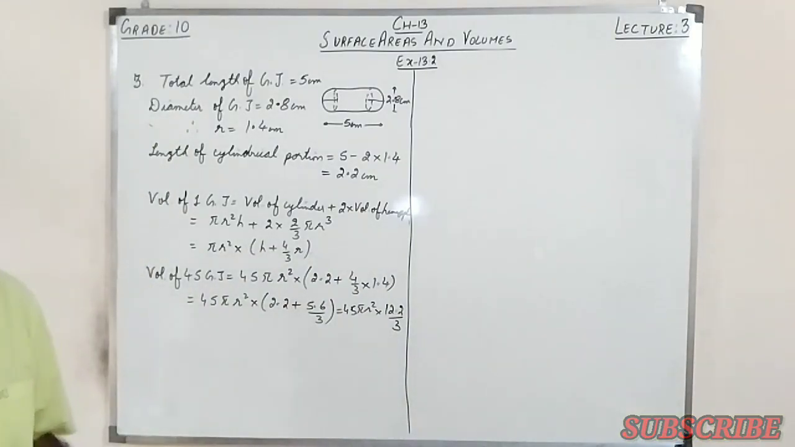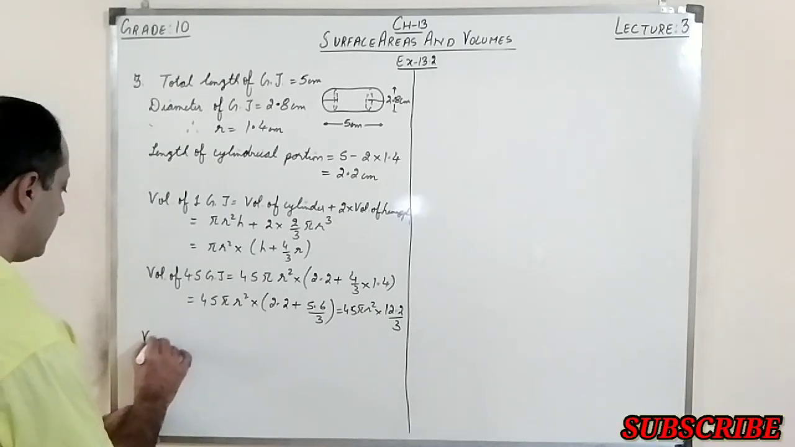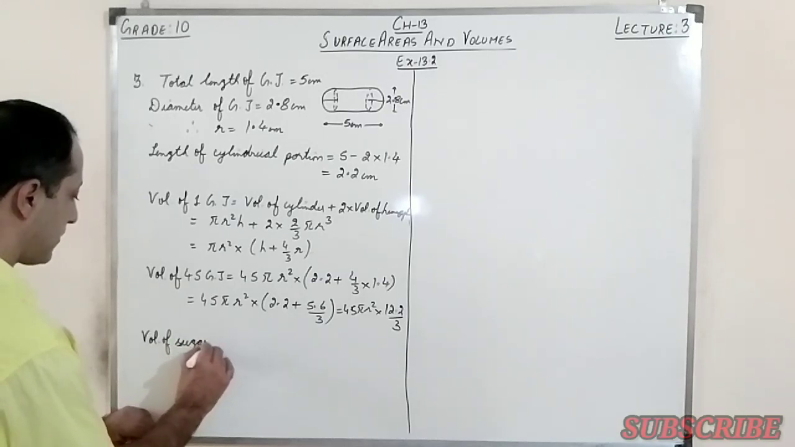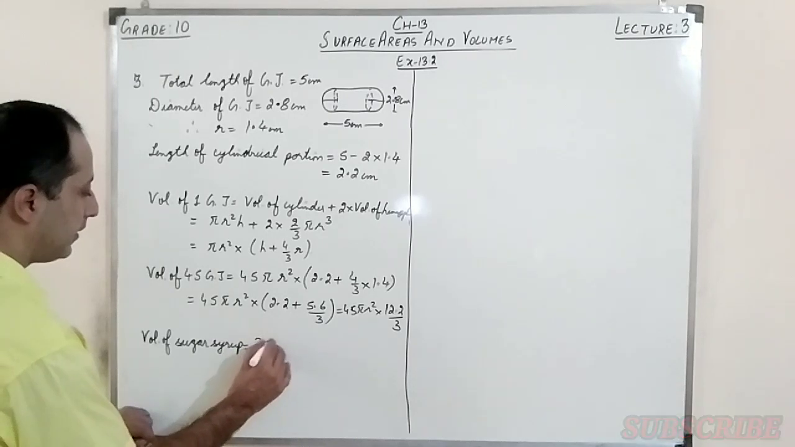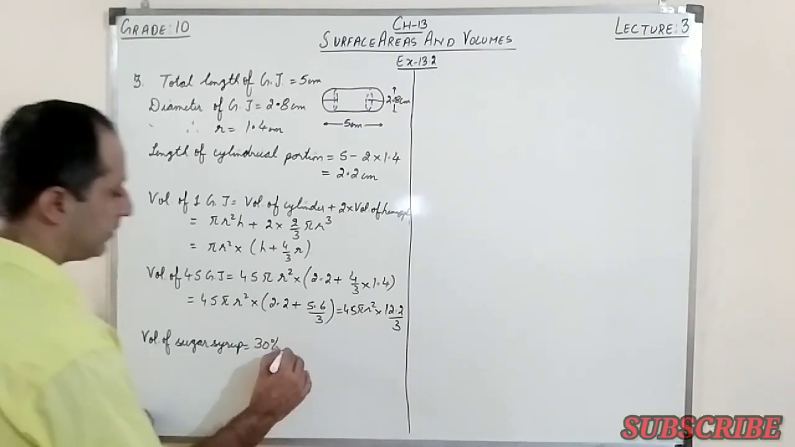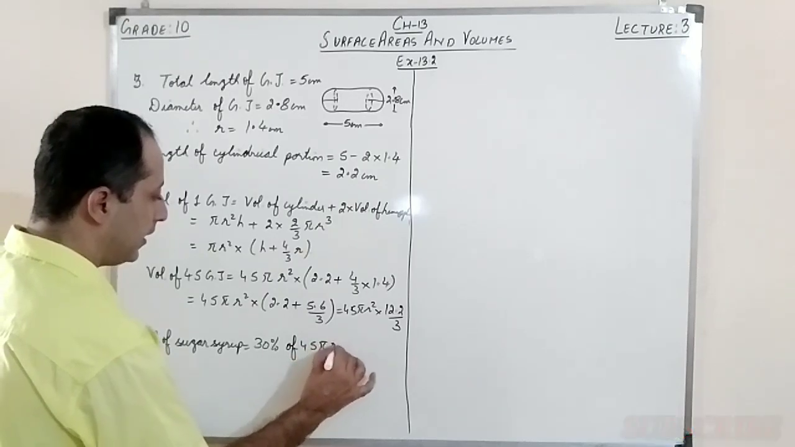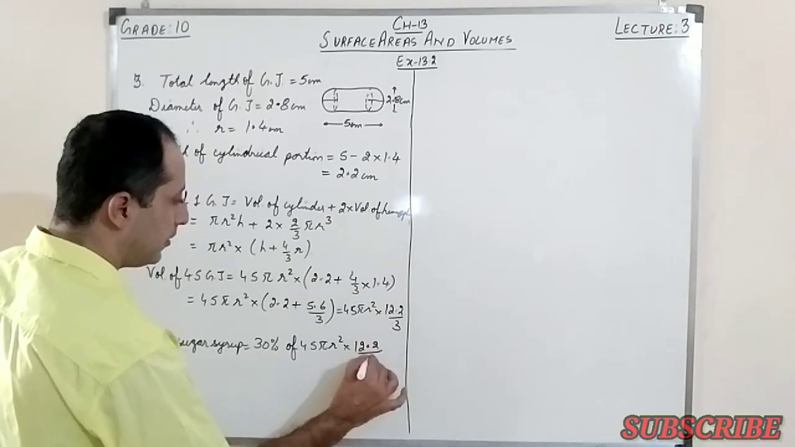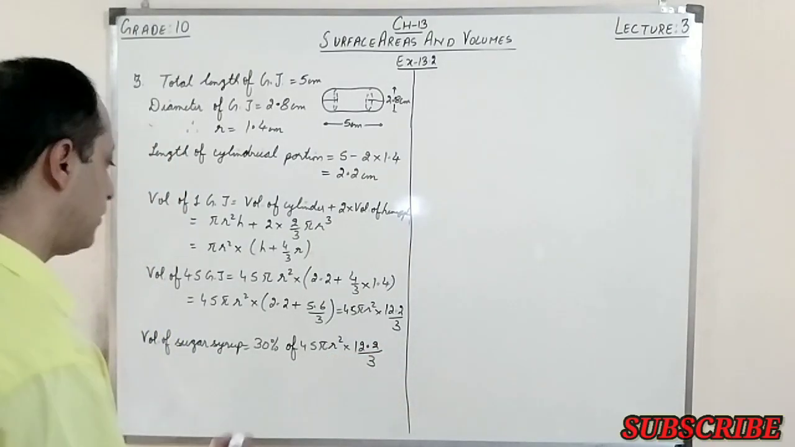The final answer is basically the volume of sugar syrup, that is what we have to find. So volume of sugar syrup is basically 30% of this volume, that is 30% of 45 pi r square into 12.2 by 3, right? So we just substitute the values now.